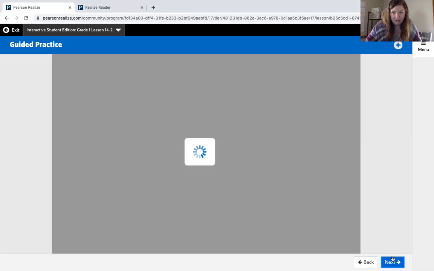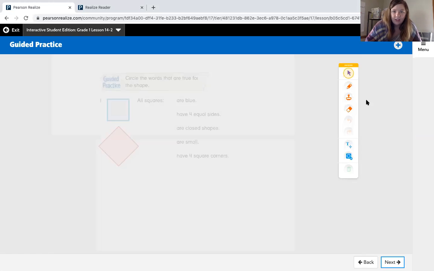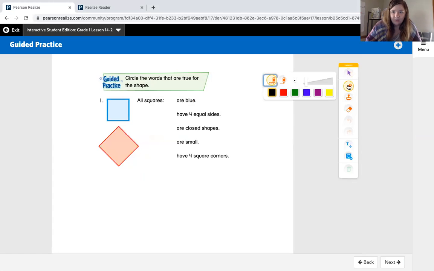All right, we're going to do your practice problems. So we are going to look at these two shapes and read the sentences, then circle the words that are true for the shape. So all squares are blue. Is that true? No, squares could be any color and still be a square. All squares have four equal sides. That's true. We learn for a square to be a square, the sides must be equal.